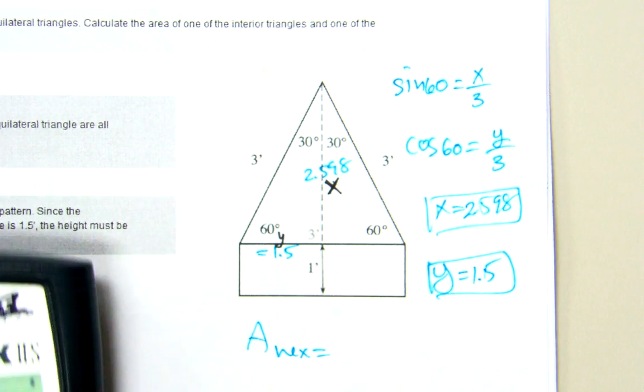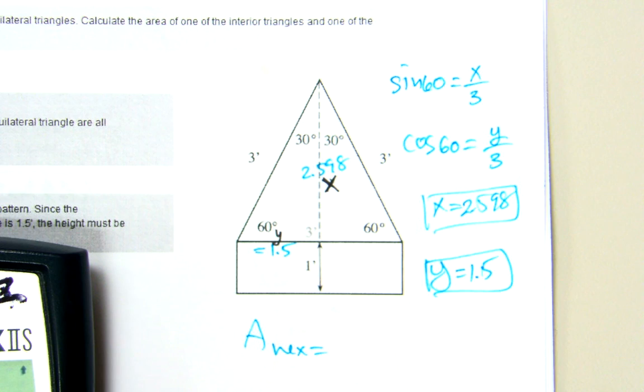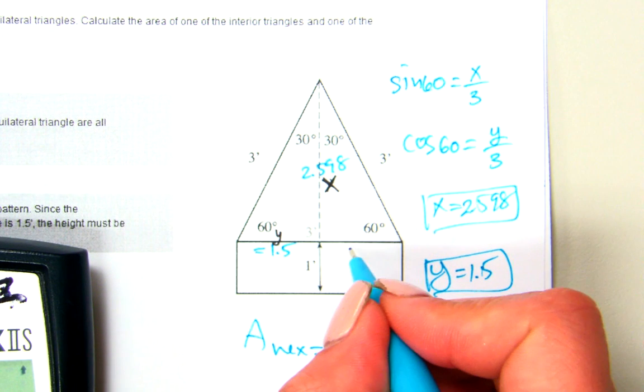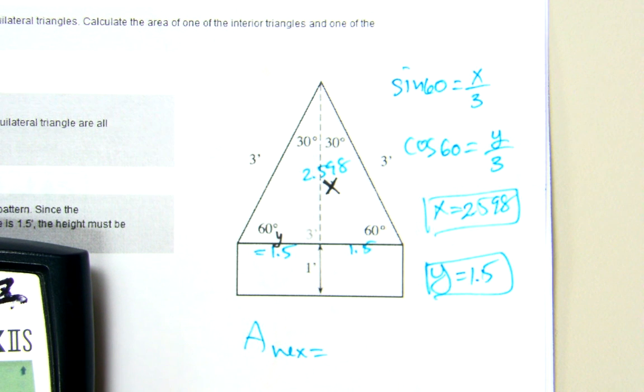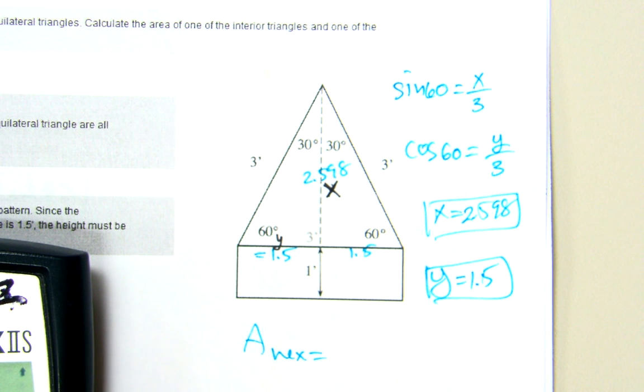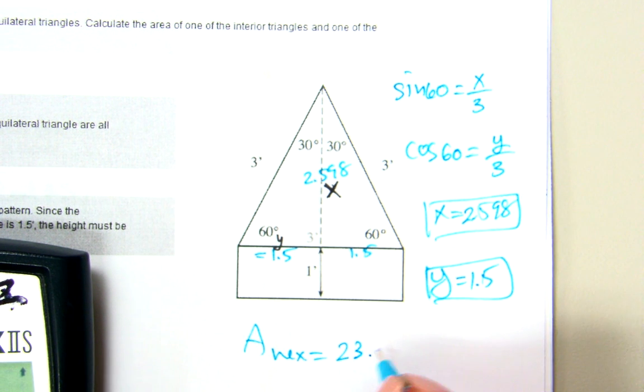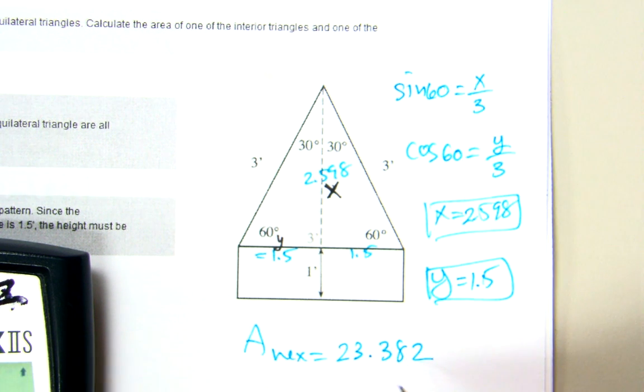So your area of your hexagon is, let's see, base is 3. 1.5 and 1.5, so the entire base is 3. So 3 times 2.598, base times height, divided by 2, times 6. So it should be 23.382. That's the area of the hexagon piece.